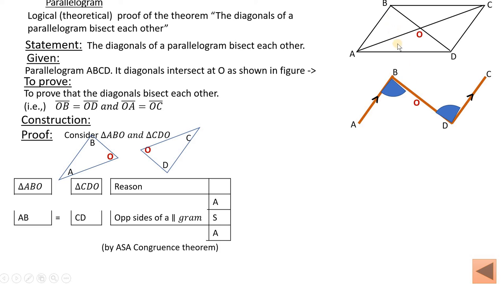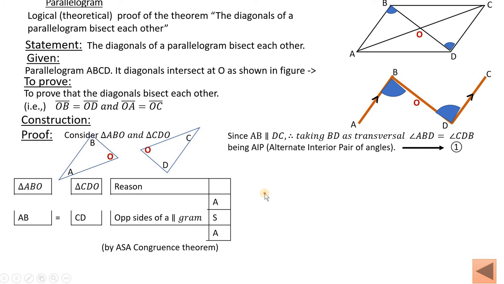In the picture, we will just mark them with blue color. Here, these two angles are equal. For this angle, we are writing angle ABO. Instead of ABD, we can write ABO because O lies on BD. So we can also write ABO is equal to CDO. Instead of CDB, we can write CDO. So that is what is written here. These two angles are equal.